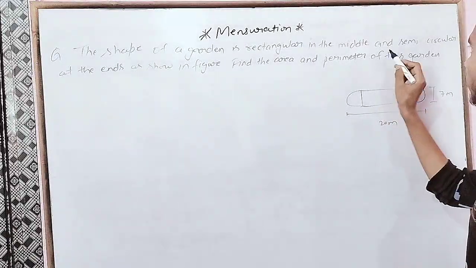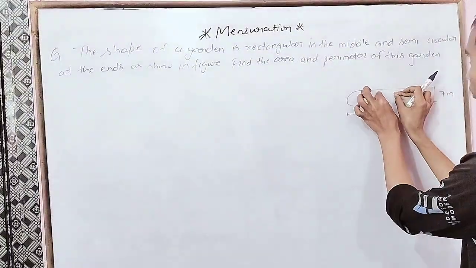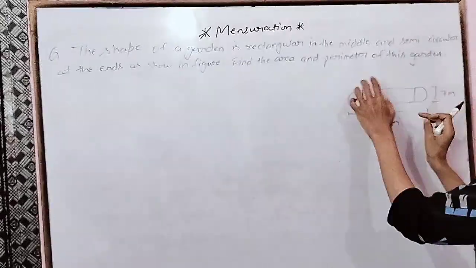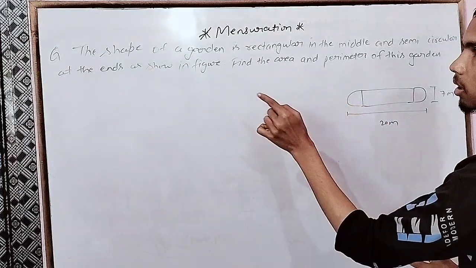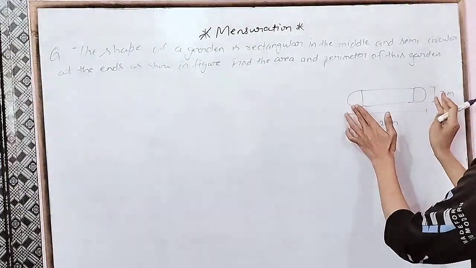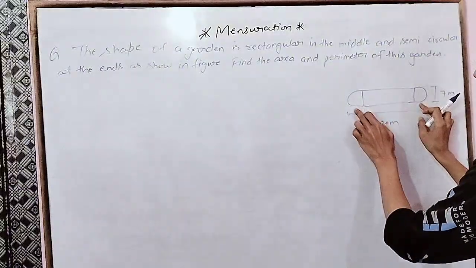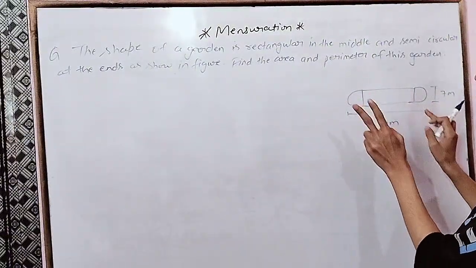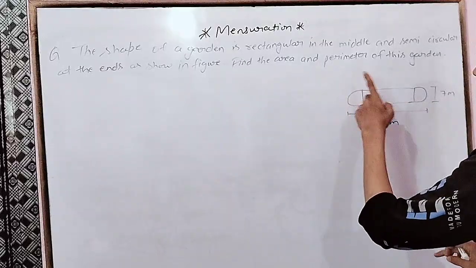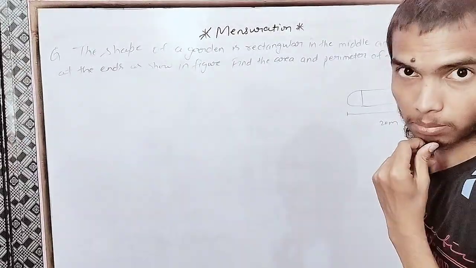In the middle, this middle part is a rectangle. It is a garden, and at the ends there are semicircles, as you saw in the figure. These are the two semicircles. Find the area as well as the perimeter of this garden. Let's start from the perimeter.